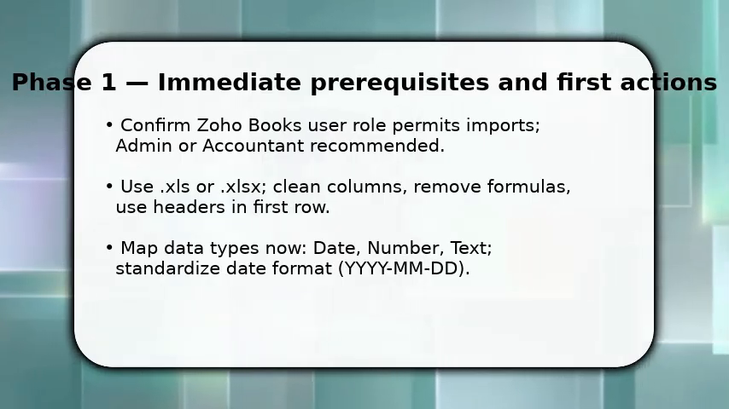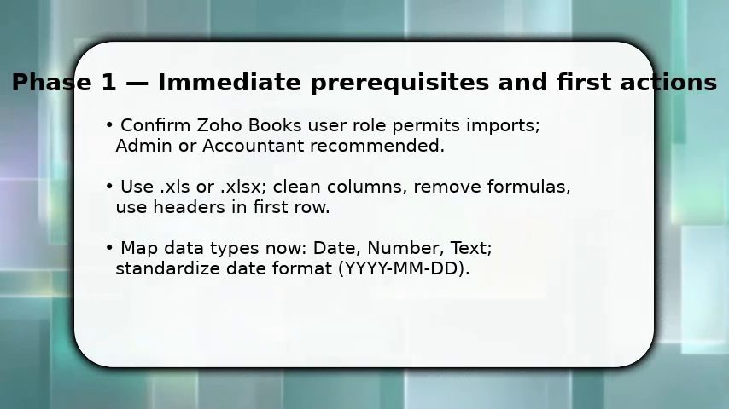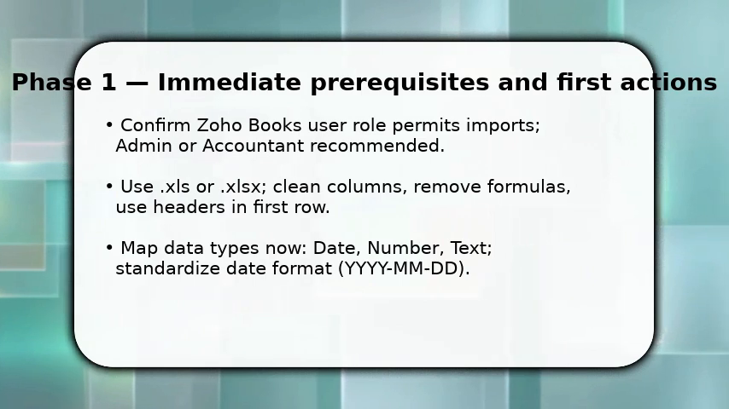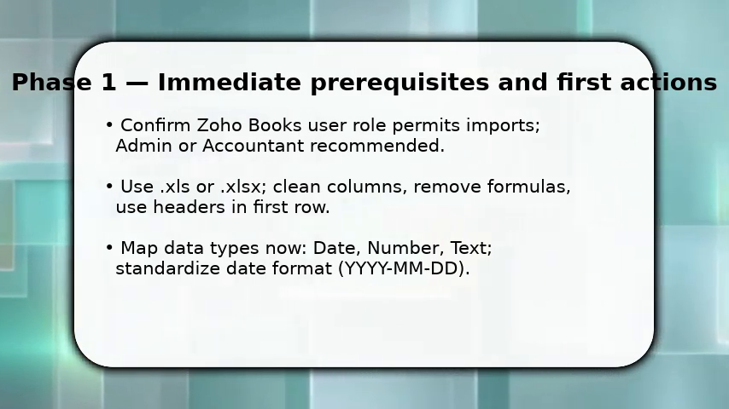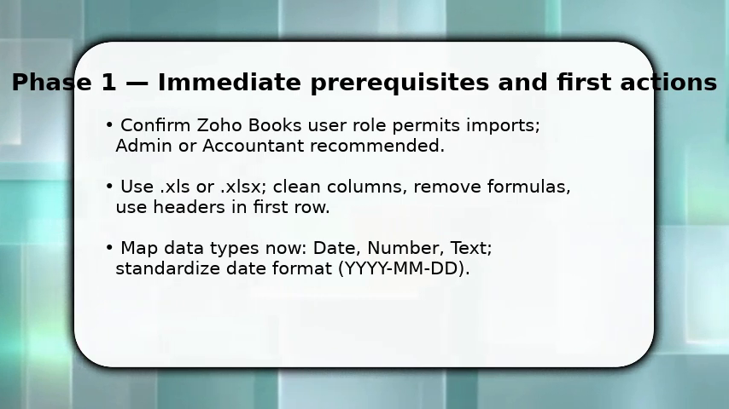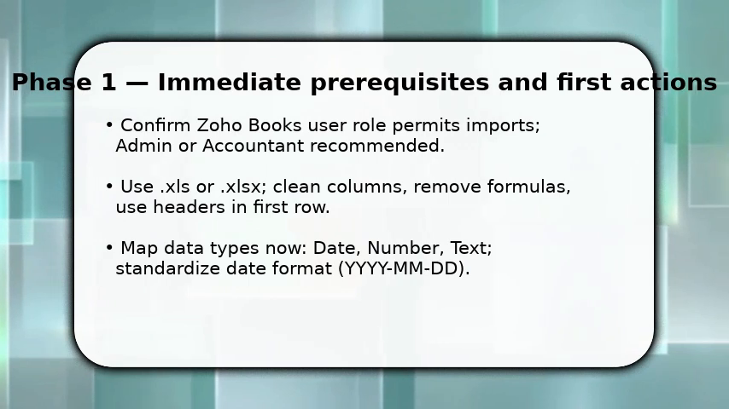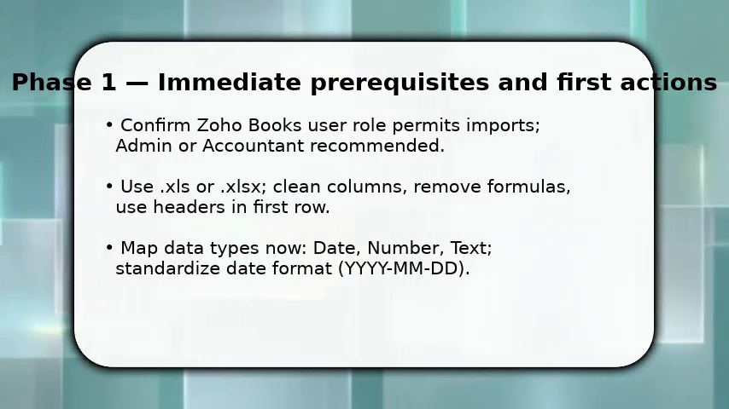You begin by preparing the Excel file and confirming permissions. First, make sure you have admin or accountant access so import functions are enabled. Next, clean the sheet. Remove formulas, keep headers on row 1, and standardize dates to YYMMDD so Zoho recognizes them. Once done, save as XLSX.